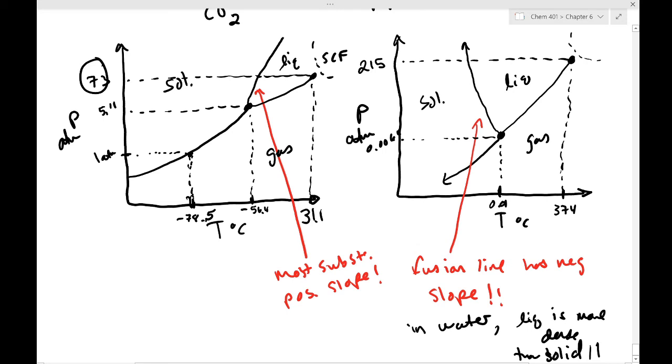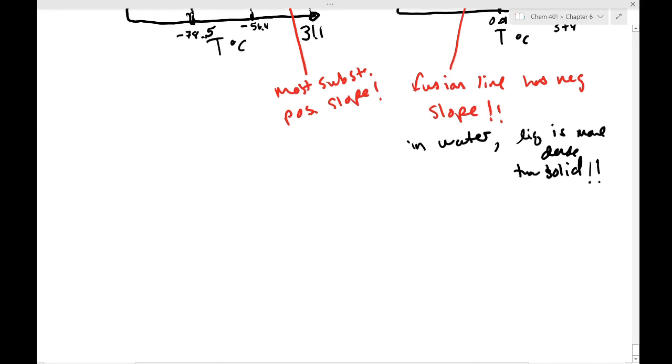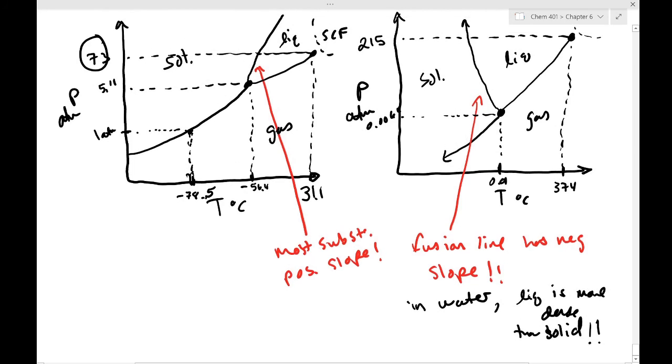It's actually useful that water acts this way, because if it didn't, lakes would freeze from the bottom up rather than the top down, and essentially all of the life on the bottom of the lake would freeze. That would completely disrupt life on Earth and probably would have resulted in a completely different evolutionary timeline. So, thank you, water, for being different and having a negative slope.